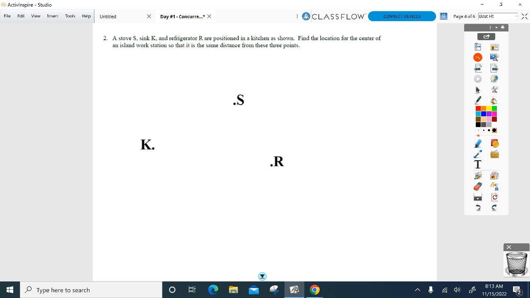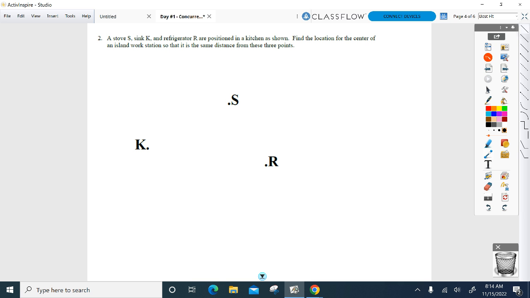So I don't want to put my island right here. I don't want to put it down here. I don't want to put it up here, right? I want to put it directly in between all three of them. All right, wait a sec. My sink, stove, and refrigerator, if I connect them, are going to form a what? Yeah, triangle. So why don't we start right there first? Let's connect all three, two appliances and the sink.